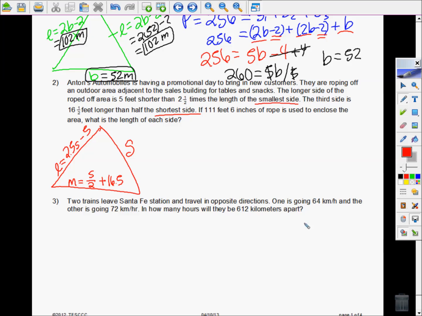Okay, so it says the rope that is enclosing it. Well, if it's enclosing it, what is it counting as? Our perimeter. Our perimeter equals 111.5 feet. Why did I write 0.5? Because 6 inches is half a foot. Thank you, India. 6 inches is half of a foot. You are smart, girl.